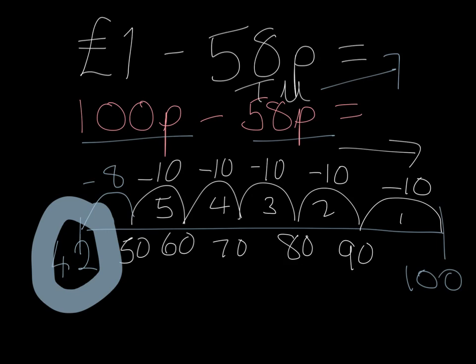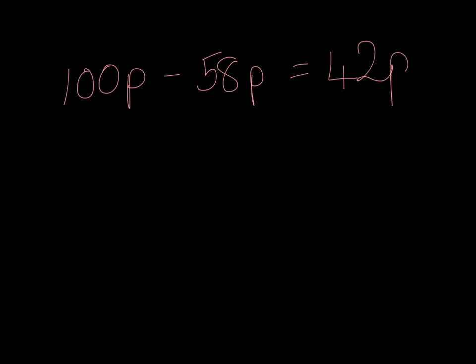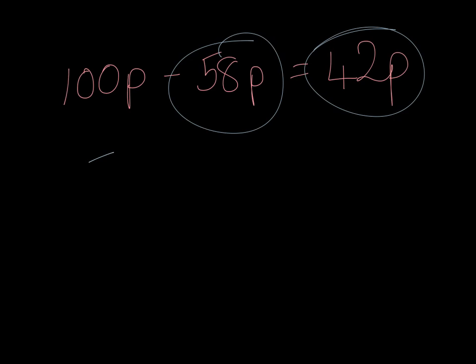Now to check that we are correct, we can write this out again. So our original number sentence was 100 pence, take away 58 pence, and we got to the answer 42 pence. And a quick way to check that is to look at the two numbers. Do they add back up to make 100?